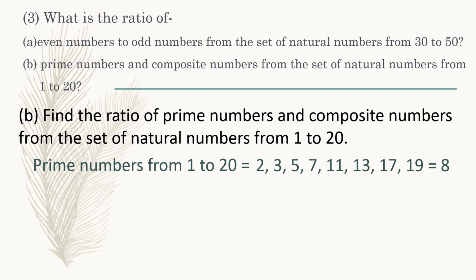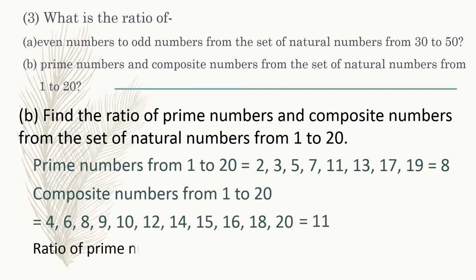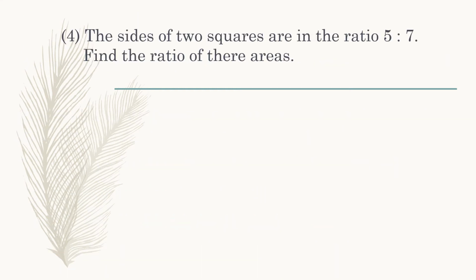Let's recall composite number. A number that has more than two factors is called a composite number. So the composite numbers from 1 to 20 are 4, 6, 8, 9, 10, 12, 14, 15, 16, 18 and 20. Now count all these numbers, which is equal to 11. So the ratio of prime numbers and composite numbers from the set of natural numbers from 1 to 20 is equal to 8:11.